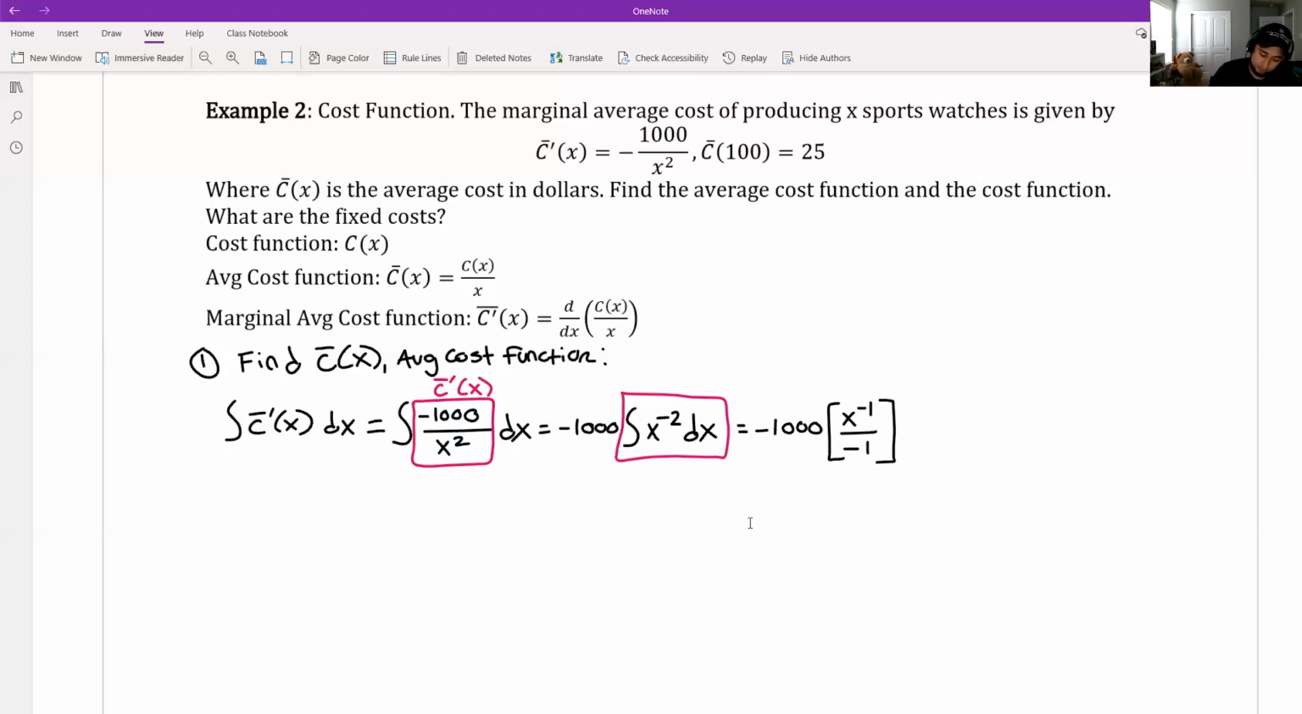One more step. This negative and that negative, negative over negative, will make positive. So we end up with -1,000 x to the -1 plus the constant of integration, c.